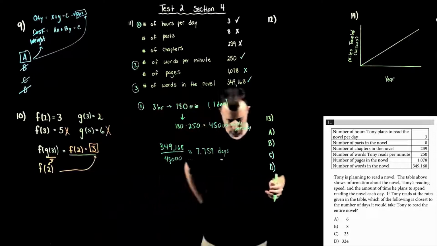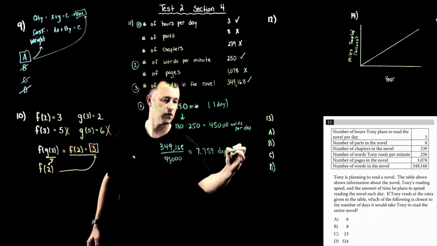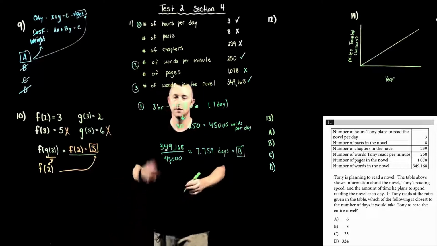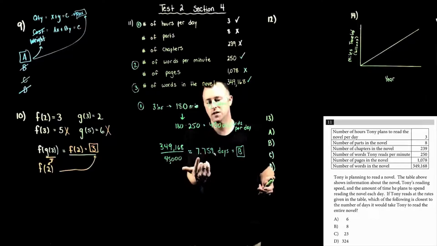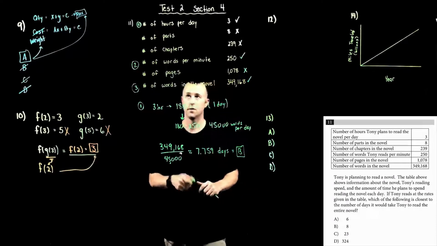Now they say, what is the closest to the number of days it would take? Well, in this case, that would equal 8 in this scenario, which is B. So again, number 11 is approximately 8 days. I mean, you've read 7 days and you're into your 8th, so it is 8 days. So that's going to be B for number 11.